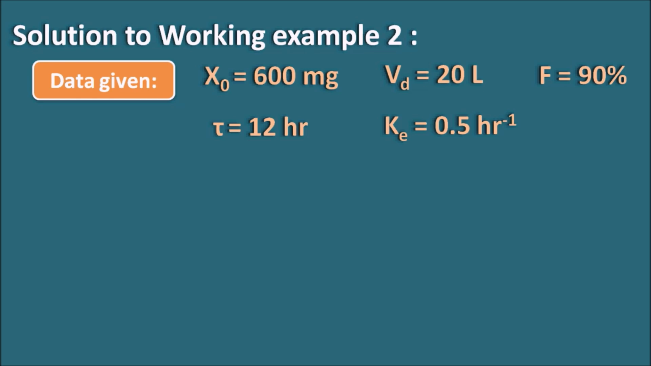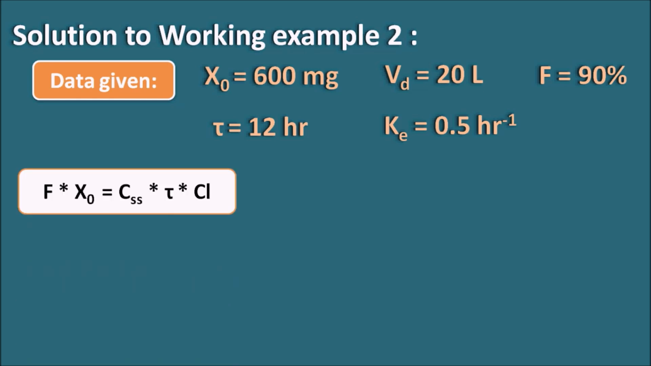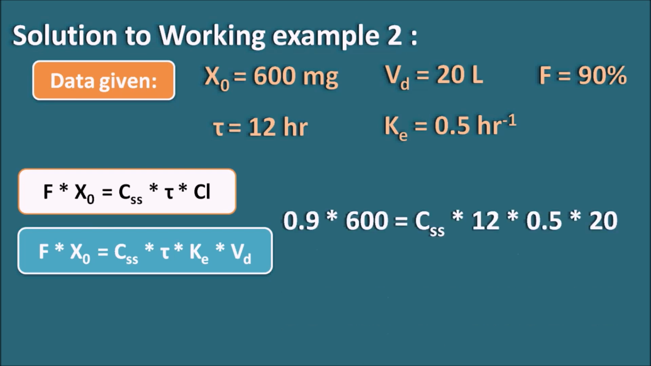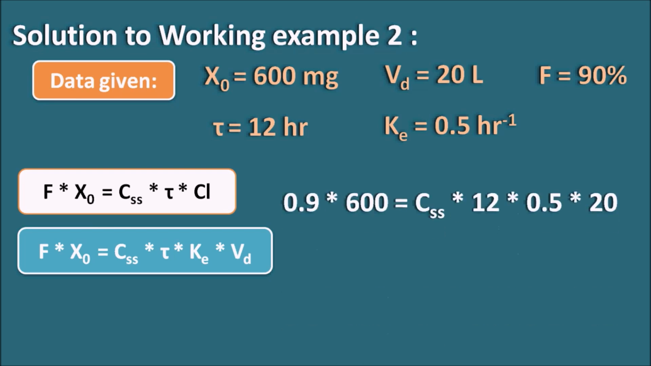Now which equation we can use? F into X naught is equal to CSS into tau into clearance. But here clearance is not given. And already we know that clearance is equal to Ke into Vd. So by substituting in this equation, we will get F into X naught is equal to CSS into tau into Ke into Vd. Now all these values are given and we can easily calculate what is the steady state concentration that can be achieved with these parameters. So let us substitute in this equation. So 0.9 into 600 is equal to CSS into 12 into 0.5 into 20.